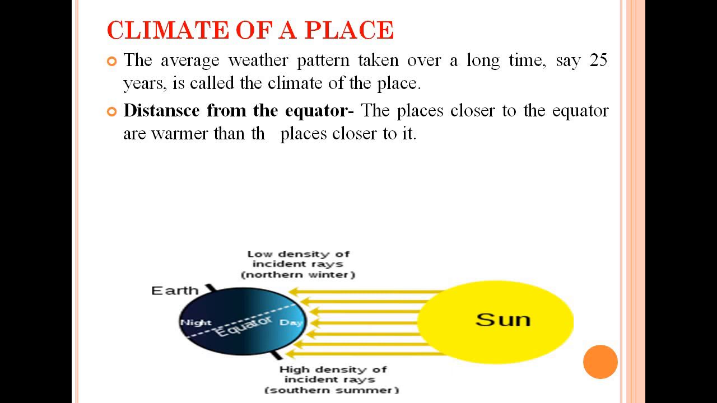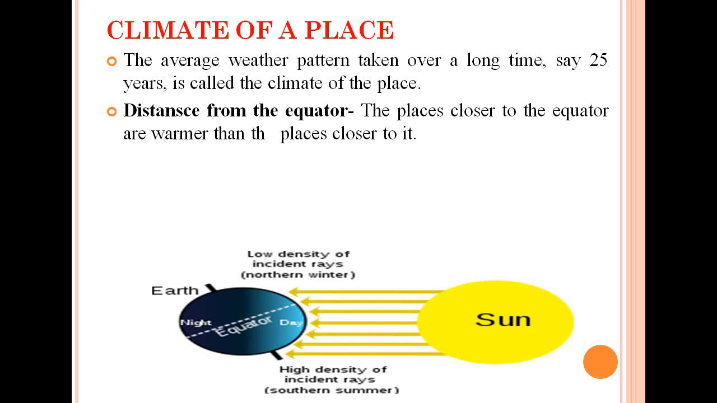Now here in this slide we first see the first factor, that is the distance from the equator, also known as the latitude. Places closer to the equator are warmer than the places closer to the poles. As we can see in the figure, on the equator the sun rays fall directly, due to which the places near the equator are warmer than the places away from it. For example, it is much warmer in India on average, not taking into account exceptions like the high reaches of the Himalayas, than Greenland. This is because the sun rays fall directly on the equator and at an angle at the poles.